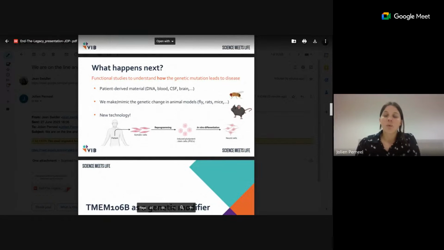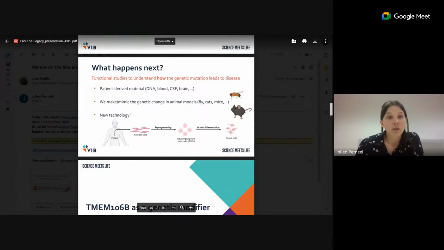But of course, it does not stop once we have found these genetic factors. So we also need to perform functional studies to understand how genetic mutations will lead to disease and how the genetic modifiers will actually modify your disease risk. For this purpose, we can use patient-derived material, which may include blood, cerebrospinal fluid, or brain material. And we can also use animal models like a mouse, but also a fruit fly, in which we mimic or make the same genetic change in these animals and then study what happens.